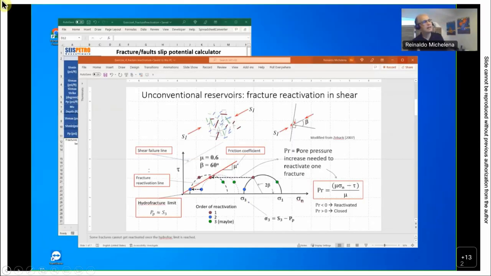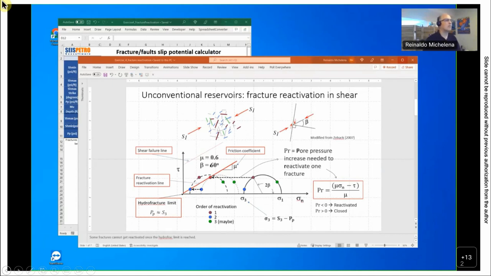And here is a slide that I skipped yesterday, when we were talking about the geomechanics component of the model. But I'm going to go over this slide very quickly here, because that is kind of the basis of what we're going to do with the spreadsheet.